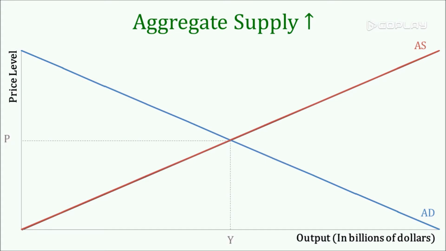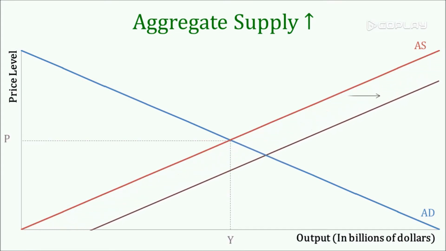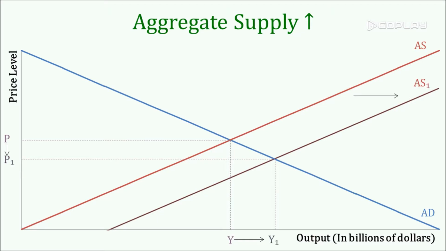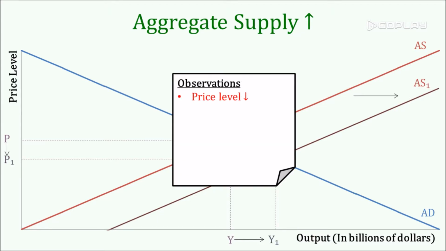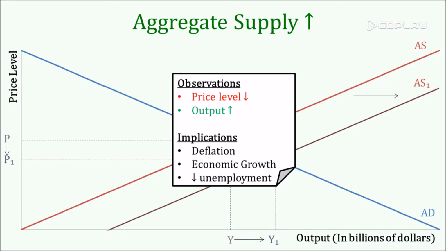Lastly, if aggregate supply increases, the aggregate supply curve will shift rightward. The equilibrium price level will decrease, and the equilibrium output will increase. This means the economy will experience deflation and enjoy an economic growth at the same time. The unemployment rate is decreasing too.